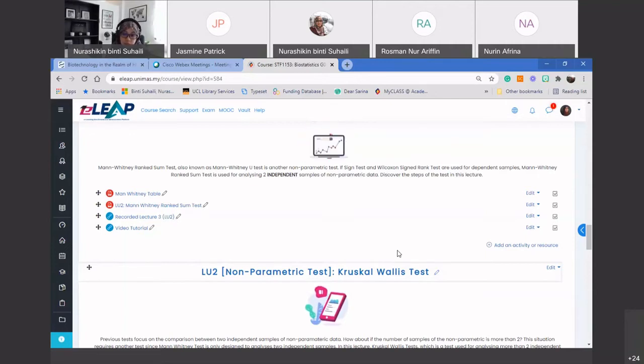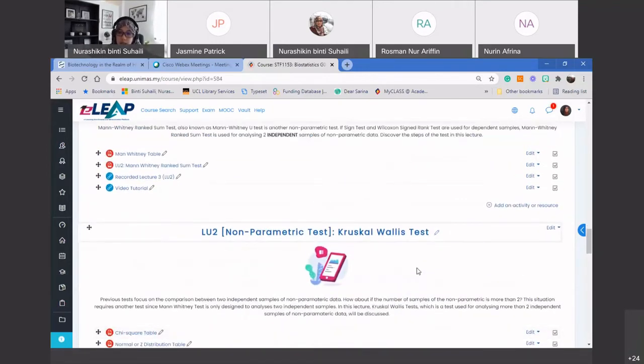Your sample size is less than 25, so it's non-parametric data, and the number of samples is no longer two, it's three. So you can no longer use the Mann-Whitney test, but you have to move to another test. The test designed to cater for more than two independent samples is the Kruskal-Wallis test. It's very important to emphasize the non-parametric data. In short, it is designed to analyze more than two independent samples.